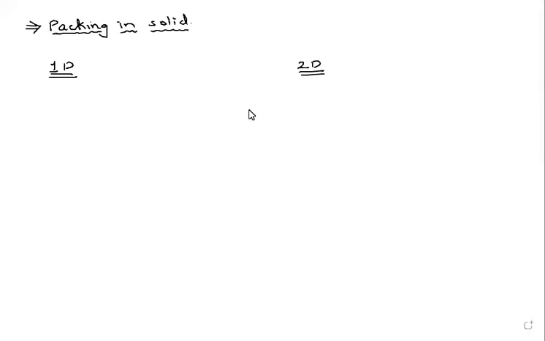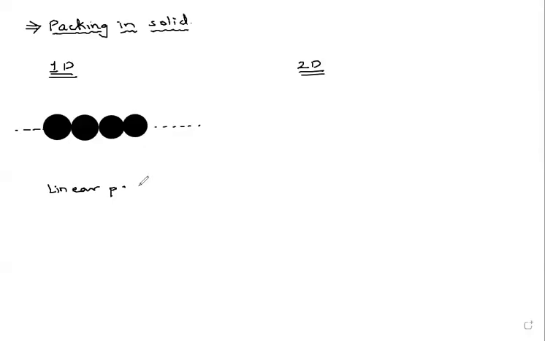So we will study in these three ways. If I talk about one-dimensional, how will the atoms be arranged? Look, this is what the atoms. If I take more, you can see I'm arranging the atoms in the linear form, which is called one-dimensional. So the atoms will be continuously in linear form. Such type of packing, one-dimensional packing of solid, is called linear packing.